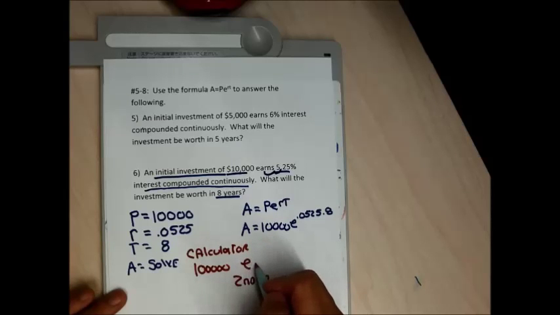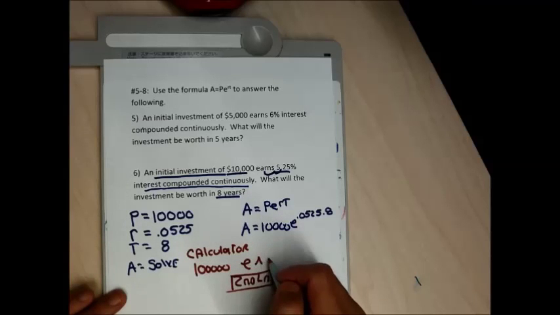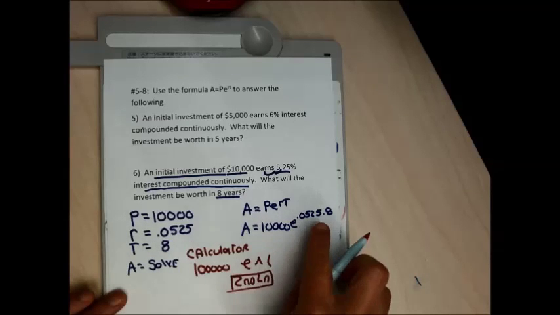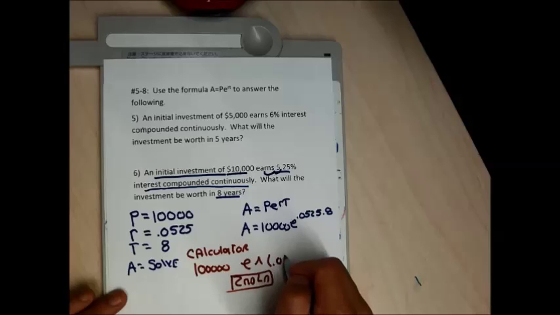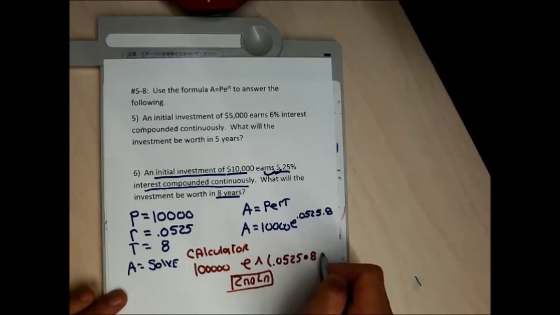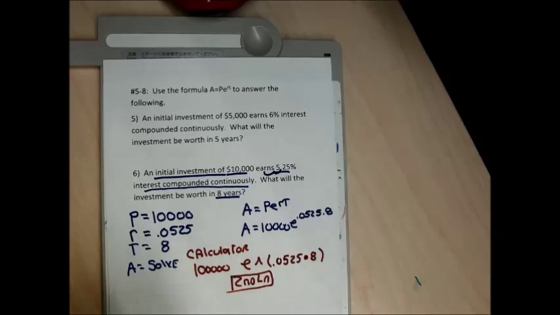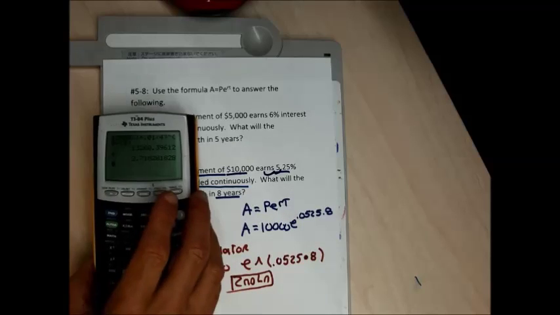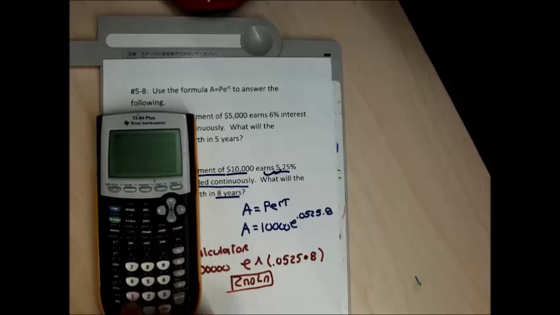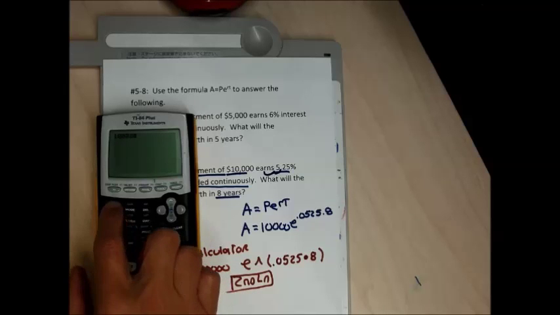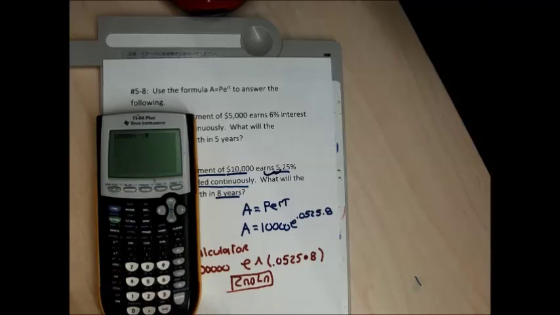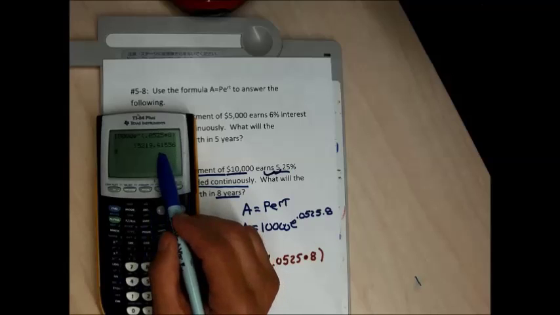My calculator, when I do that, will come back with an e, with an exponent, and it'll give a parentheses. And inside that parentheses, I'm going to plug in 0.0525 times 8, and I'm going to close out the parentheses. And that should give me the answer that I need. So let me do this. 10,000, and then second ln, and then 0.0525 times 8. Close out the parentheses. I'm going to round this to 2 decimals.